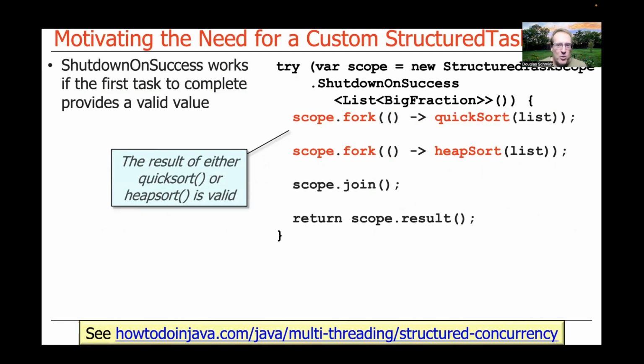If you remember when we looked at shutdown on success, it works if the first task to complete provides a valid value. So for example, if we've got this particular example, which we've looked at before, where you're going to have a list of results, we might want to go ahead and fork off a quick sort of that list, and we might want to simultaneously fork off a heap sort of that list. And no matter which one finishes first, they're going to return the correct results, which is the sorted list. So we don't care which one returns first because they're going to give us identical results. We're just trying to speed things up a bit. So you can kind of write that code if you choose to.